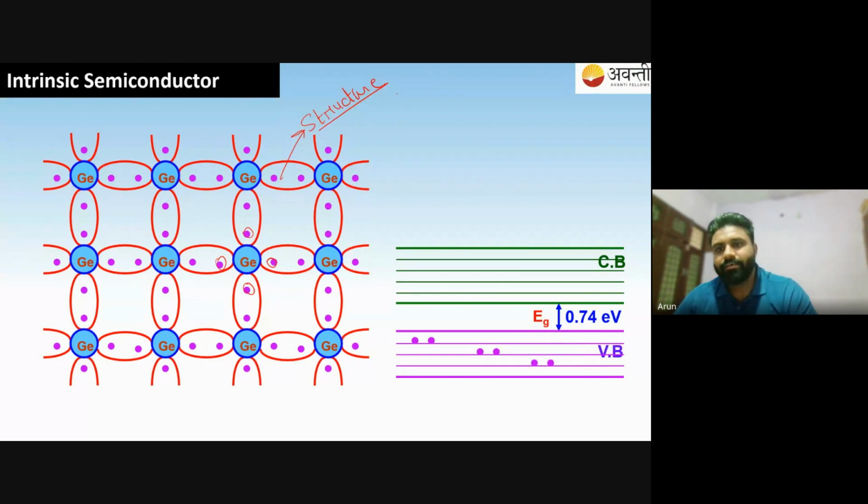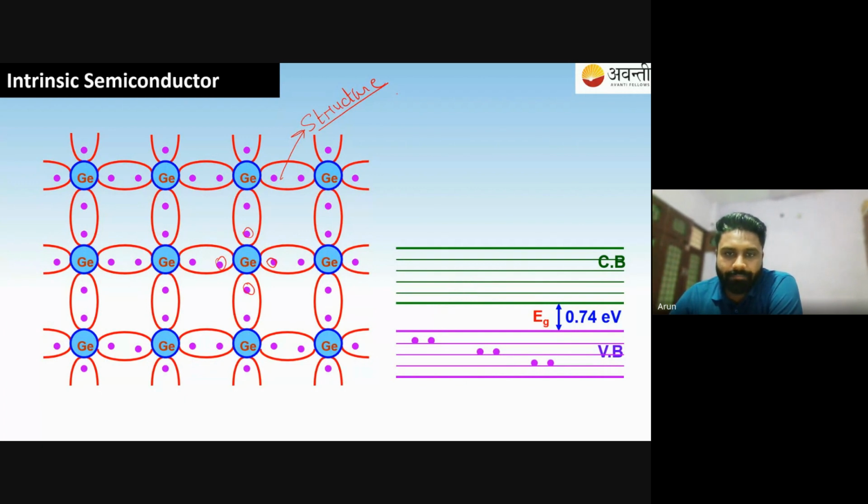You can see here in the conduction band, there is not a single conduction electron because this is a semiconductor. At normal conditions, there will be no electron in the conduction band. So what do we have to do? We have to provide some external energy so that the electron of the valence band gets excited, absorbs that energy and jumps into the conduction band so that we can conduct electricity. Then the semiconductor will behave as a conductor.